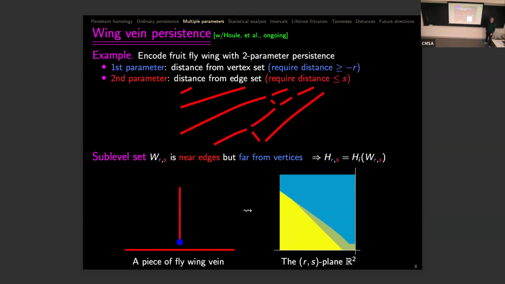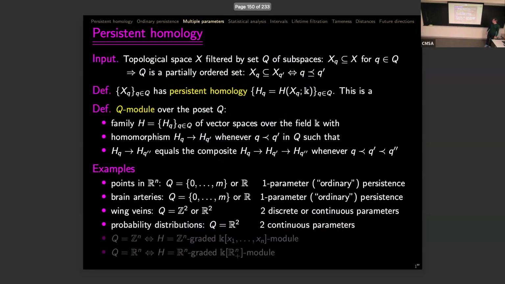This is the one I like the best. It's the easiest to describe. Okay. Probability distributions. This is the one. So if you've stopped paying attention, now is the time to pay attention again, because this is the one where 2-parameter persistence really is going to tell you something interesting about probability distributions.